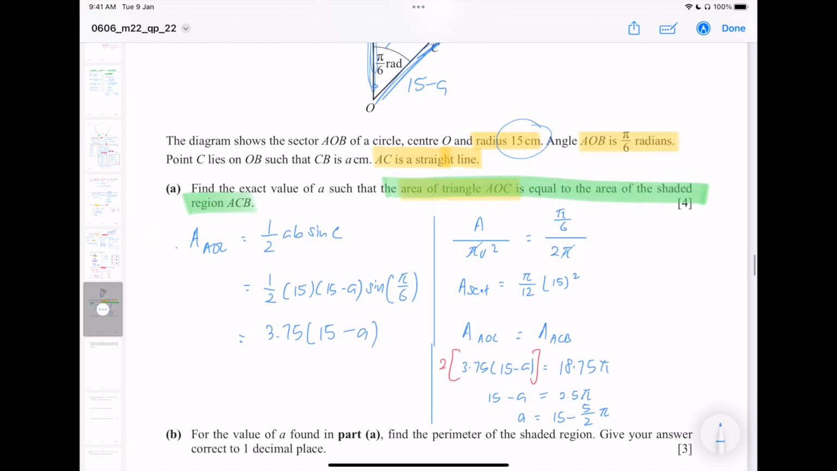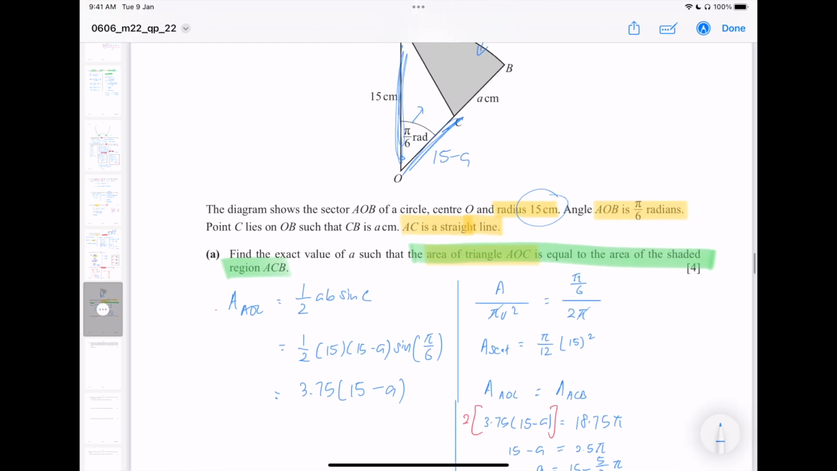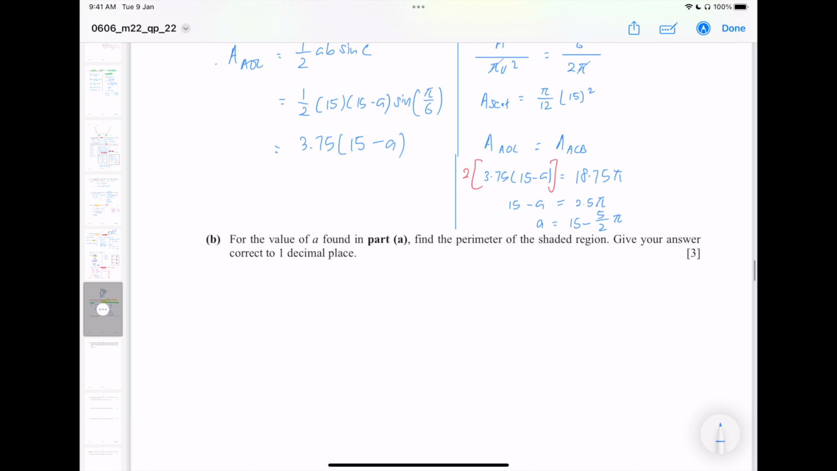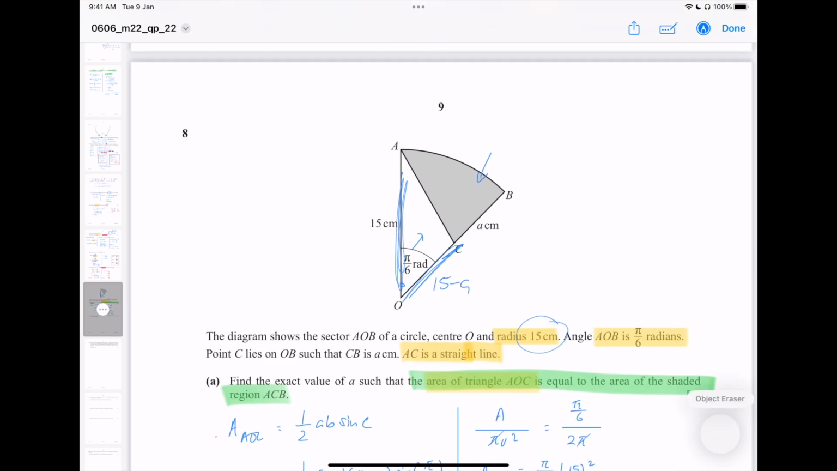Okay, the reason you times 2 is because of the relationship I highlighted in green. If you're having trouble, it's okay to just rewind and read it again. Now, let's look at question B. For the value of A, I have A as 15 minus 5 over 2 pi. Find the perimeter of the shaded region. Perimeter of the shaded region, which means AB plus AC plus BC.